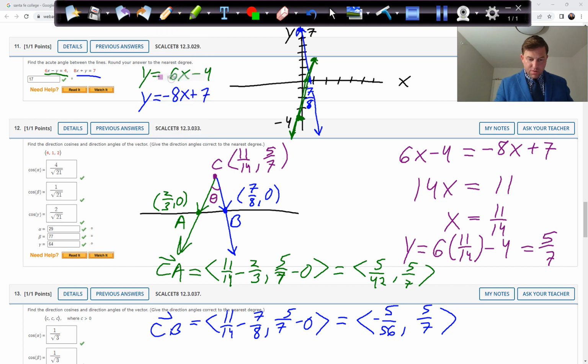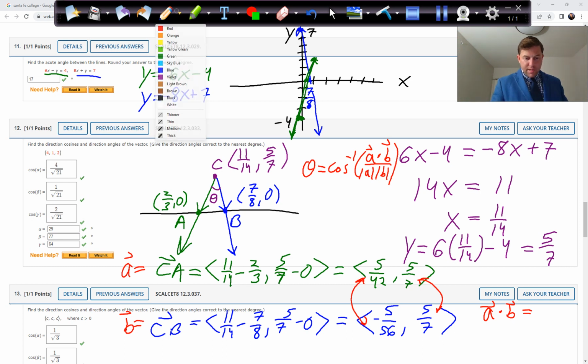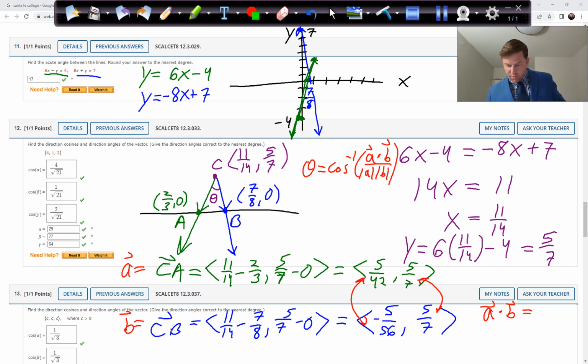So you've got to do, let's see, the one with the angle between them. So we're going to have to calculate theta is the arc cosine of A dot B divided by magnitude A times magnitude B. And we're calling this A and this B. So A dot B is going to be this times this, plus this times this, and you will basically get, after you round, 0.5.